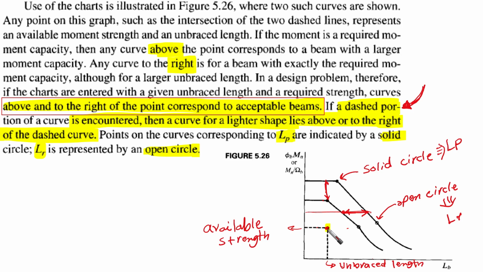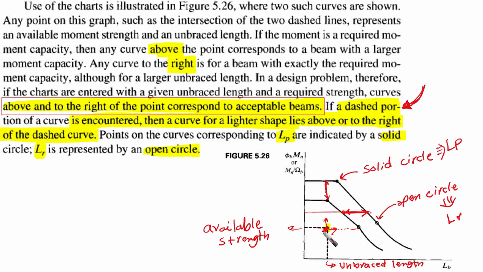Or if you are searching for a higher unbraced length, then you can go to the right until you find the first solid curve, and this would provide you available strength equal to the required strength, but the unbraced length is going to be higher for this cross-section. This means that you need to look up or right. This is, in short, what you should do: look up or right from this point.